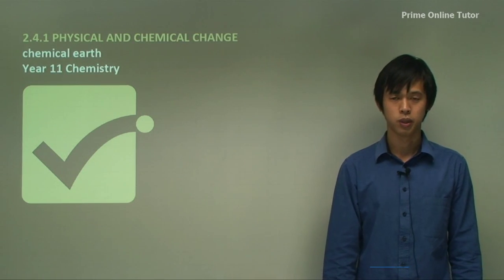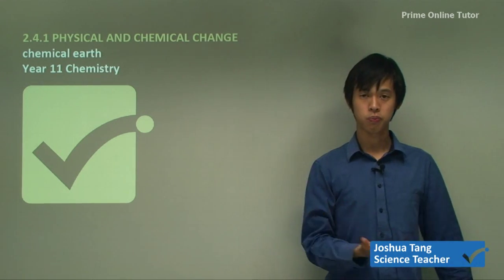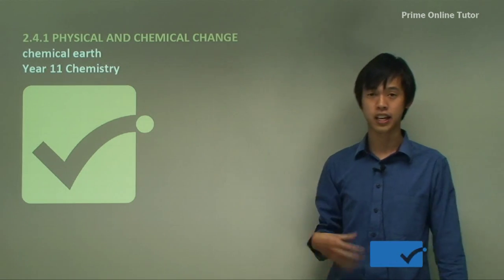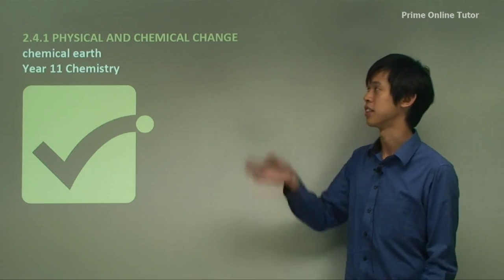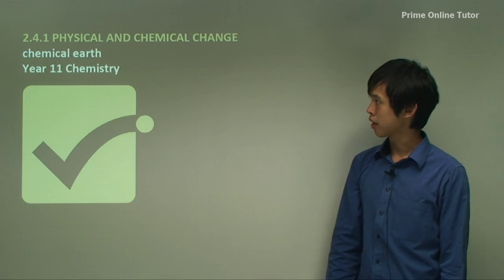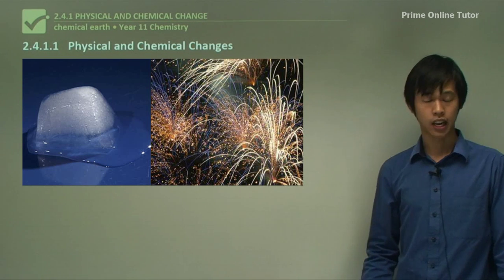Hello everyone, welcome again. Today's lesson will be on the Chemical Earth module in Year 11 Chemistry. In today's lesson we're going to look at physical and chemical change, and this whole series will actually be focused on physical and chemical changes. Our first topic for today is physical and chemical changes.